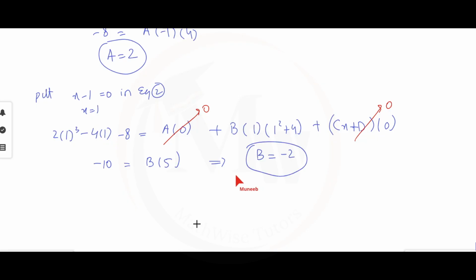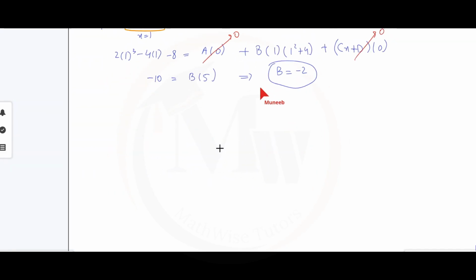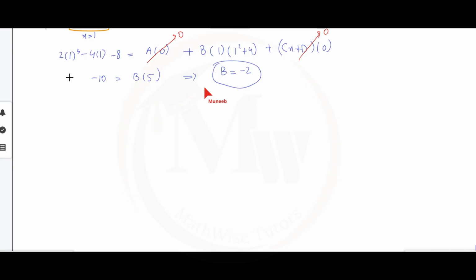So now it's time to find the values of the remaining two constants. But see, we don't have any other linear factor left. We had only two linear factors, one was x and one was x minus 1. So we plugged in both equal to 0 one by one. Still we have two constant terms left. We use another method that is called equating the coefficients.